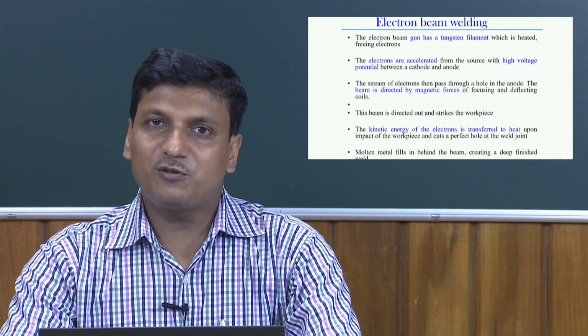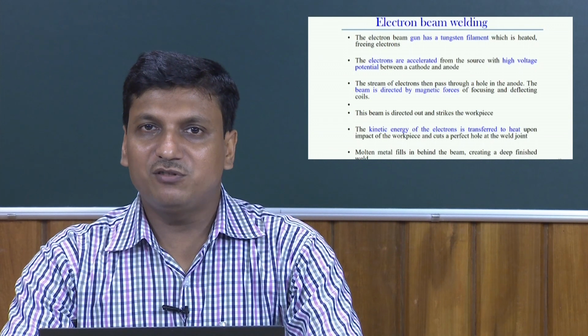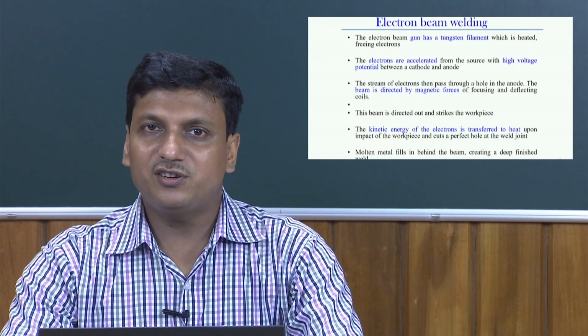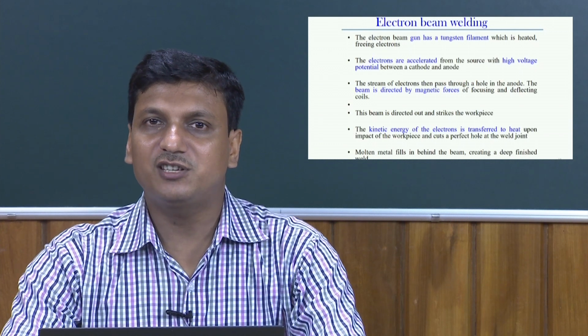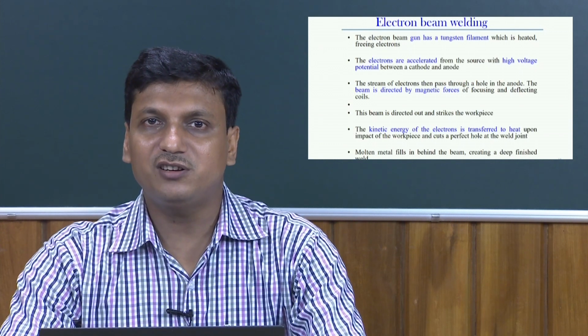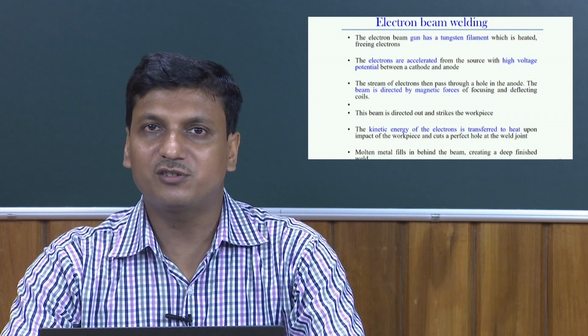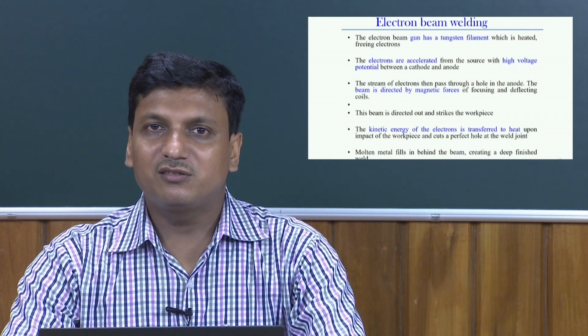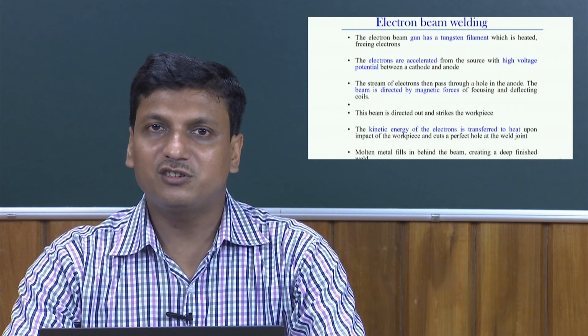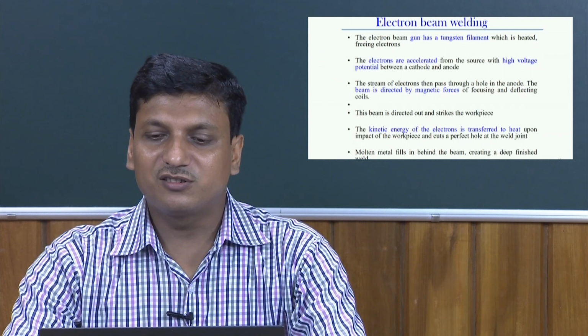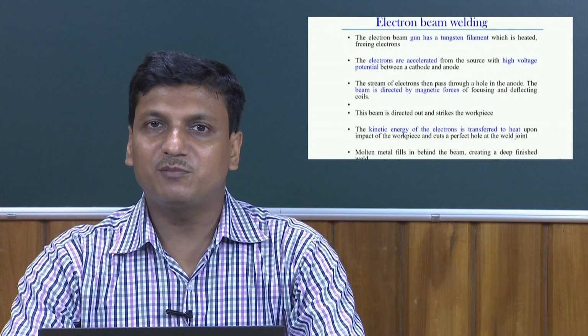So, of course, if we compare between these two, the high depth of penetration can be achieved using the electron beam welding process, and at the same time the precision of the joint is more in the case of electron beam welding, because it generally happens in a vacuum, so without any contamination from the surrounding elements. So, that is the main difference from the laser.